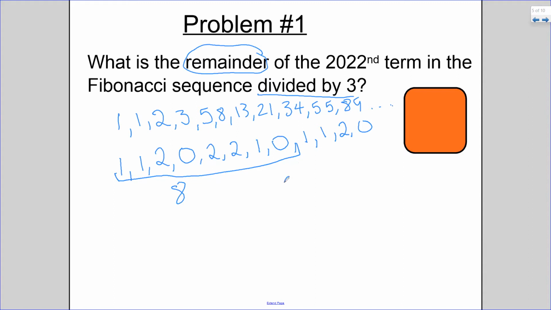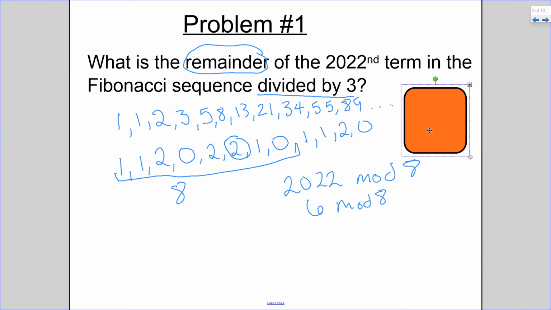So if I take 2022 mod 8, again, the reason I'm doing mod 8 here is I have 8 terms before this pattern repeats. That's going to get me essentially 6 mod 8, right? So essentially I divided 2022 by 8, I got a remainder of 6. So if I look at the 6th term in this sequence, then I will have what the remainder is when divided by 3. So 1, 2, 3, 4, 5, 6, and I get 2.